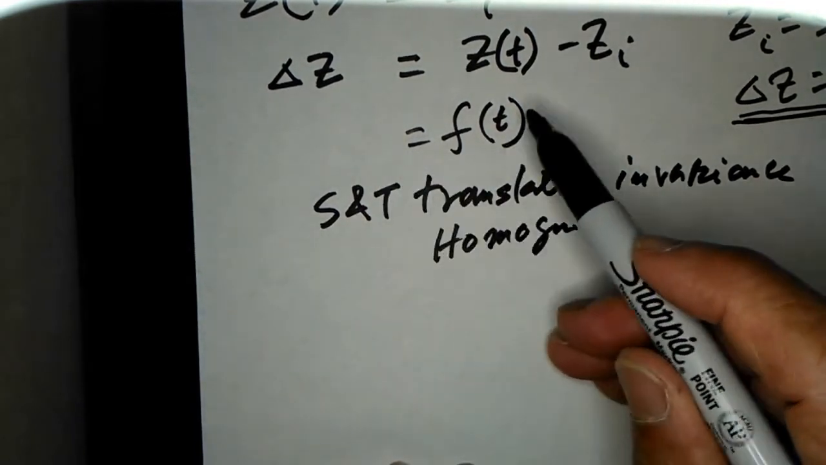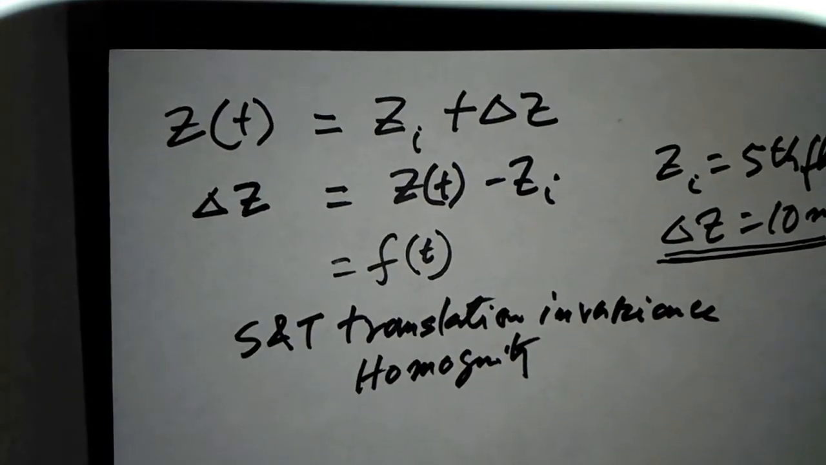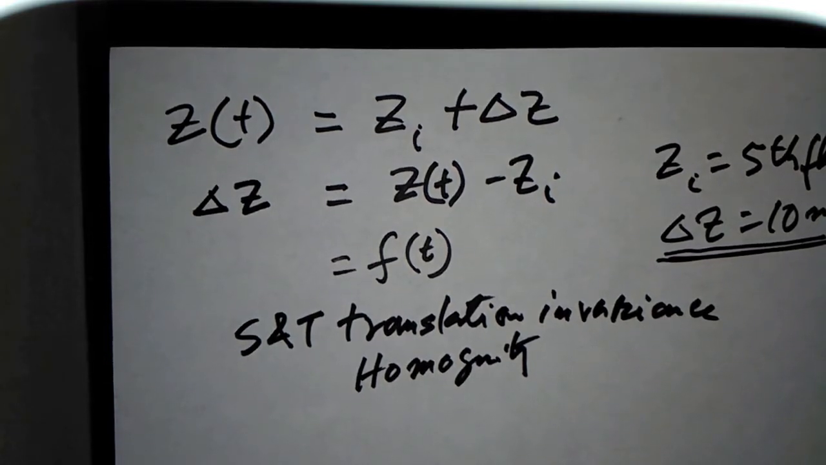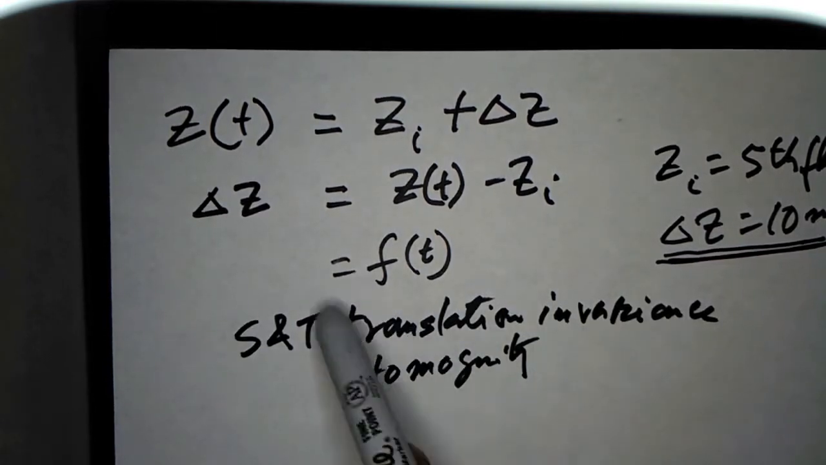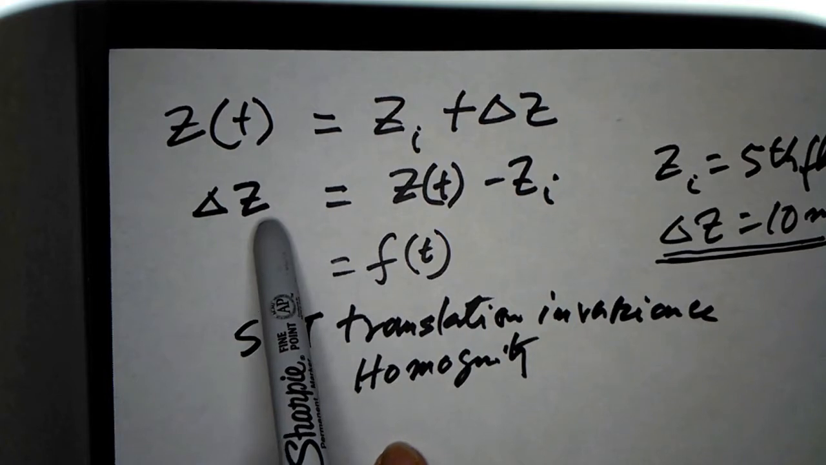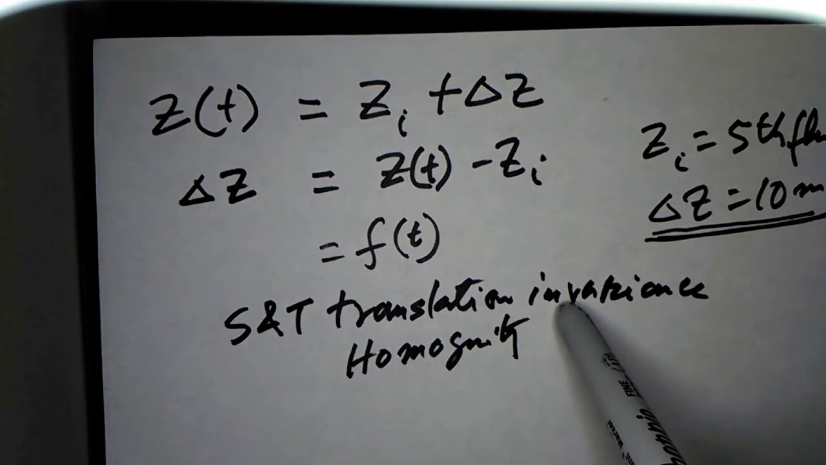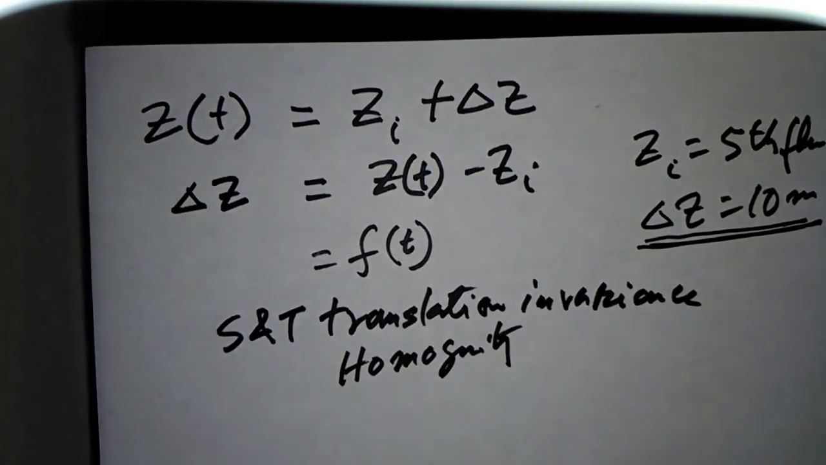That means that today at 10:30, time and nature are going to behave the same way as they did yesterday or will tomorrow. So how much delta z is going to be doesn't depend on where I'm talking about or when I'm talking about. It only depends on how much time has lapsed.